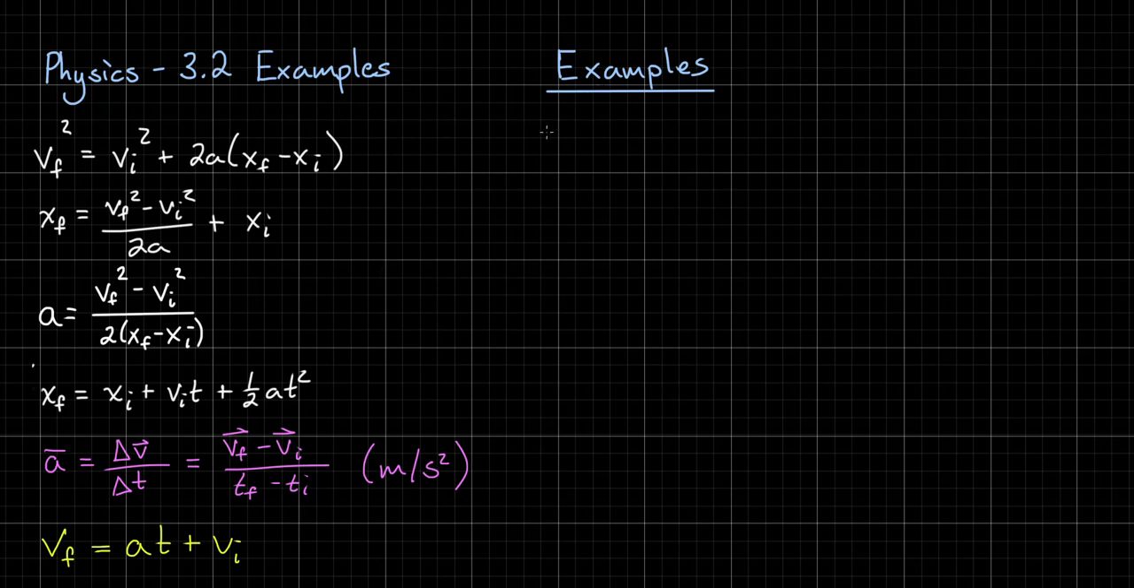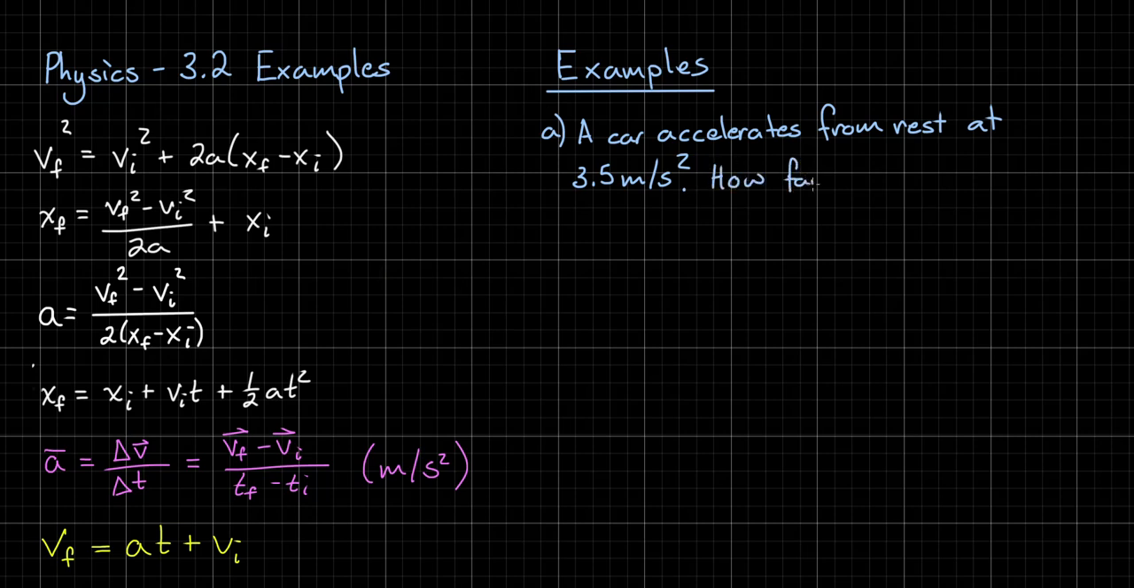Now this first one, we are going to write a little tiny bit of stuff, but nothing too crazy. On our first example, which I guess we can call A, we have a short sentence. A car accelerates from rest at 3.5 meters per second squared. What I want to know is how far will it travel when it is moving at 25 meters per second.